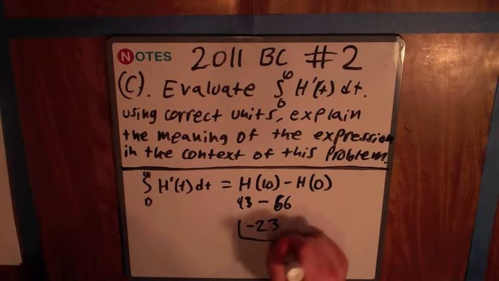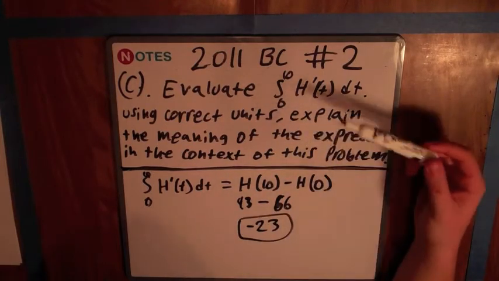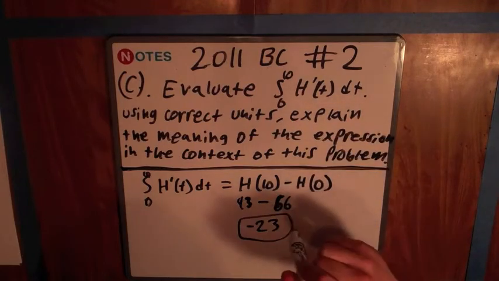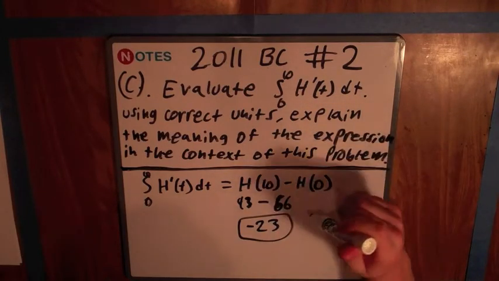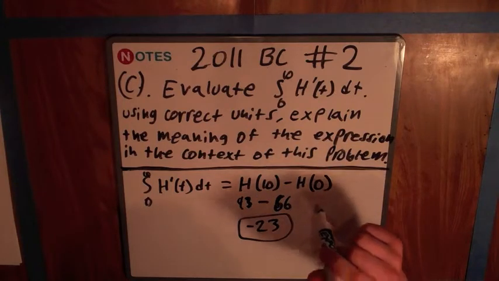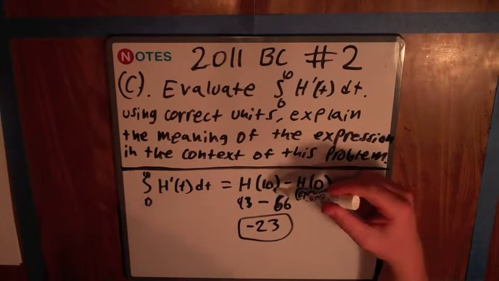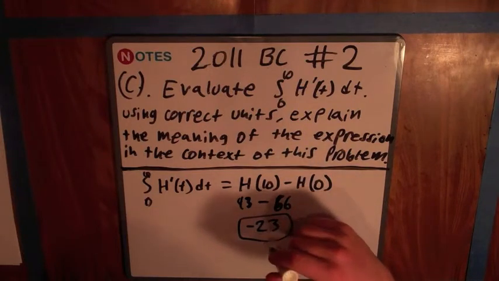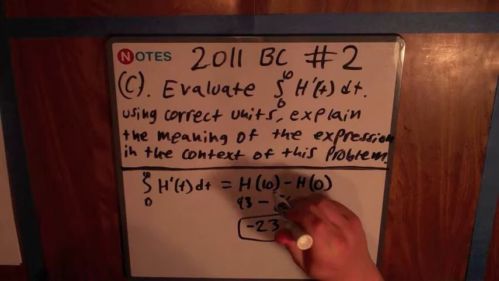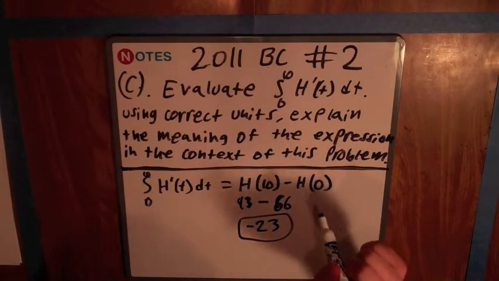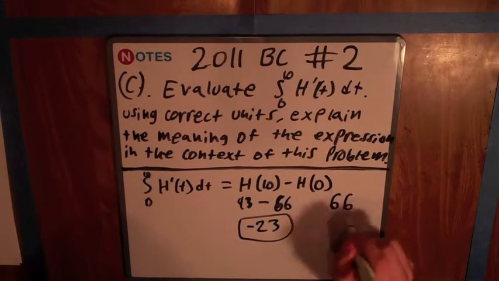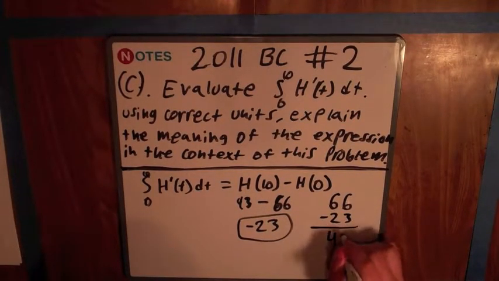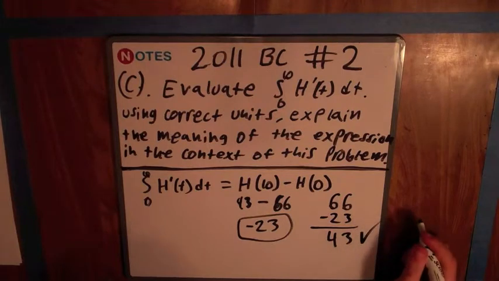Okay. So the second part is to explain the meaning of this expression in the context of this problem. This number is the total change between time 0 and time 10. So if I take this number and add it to time 0, I will get time 10. So 66 minus 23 yields 43. So that's true.